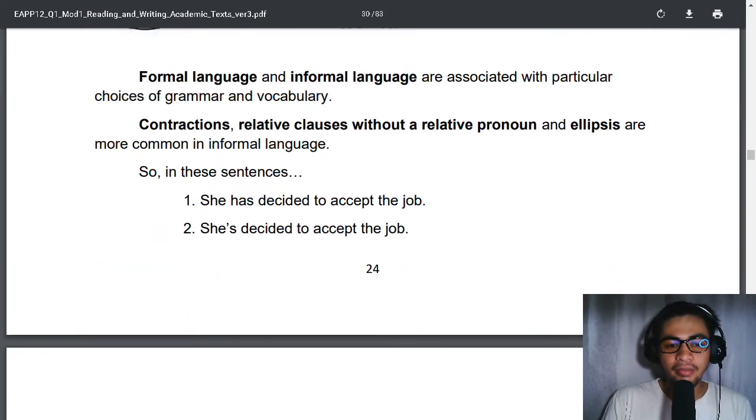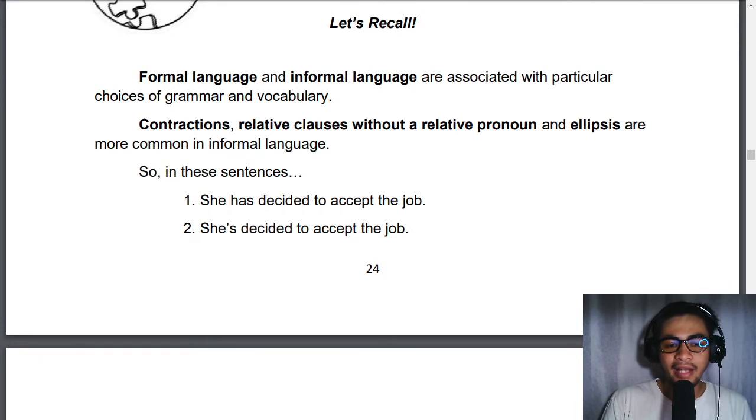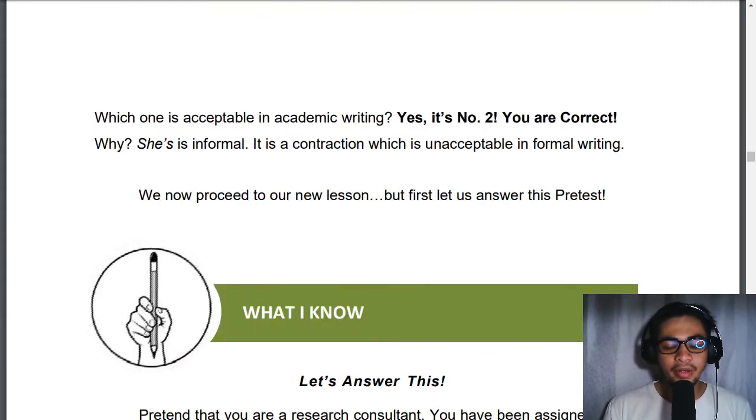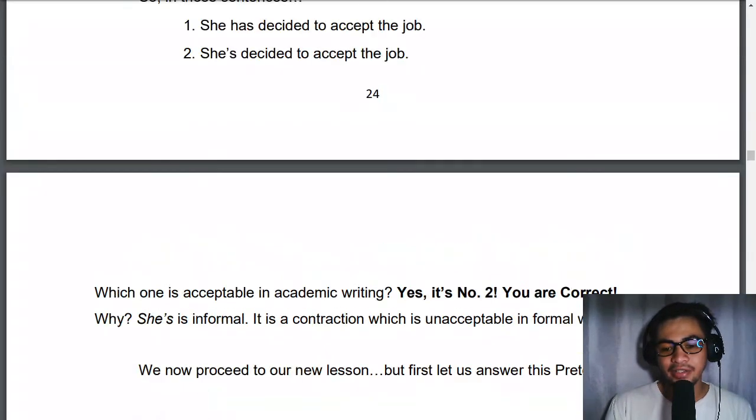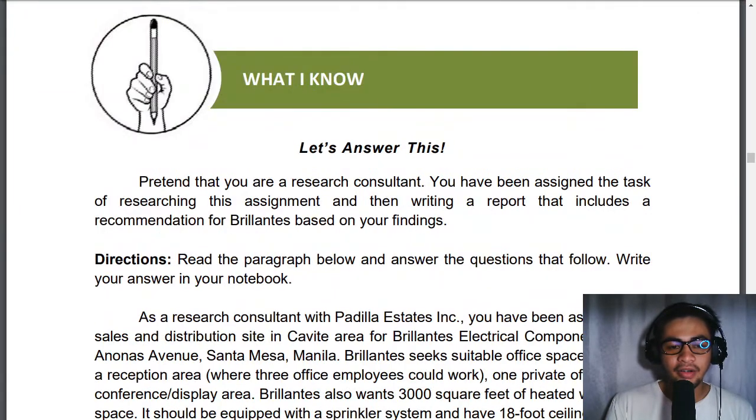So let's recall. We are all aware that there are formal language and informal language, which are associated with particular choices of grammar and vocabulary. So contractions, relative clauses without a relative pronoun, and ellipses are more common in informal language. For example, in these statements: she has decided to accept the job. She is decided to accept the job. Big difference between the two. If you will be asked which of the following is acceptable in academic writing, of course the number 2.